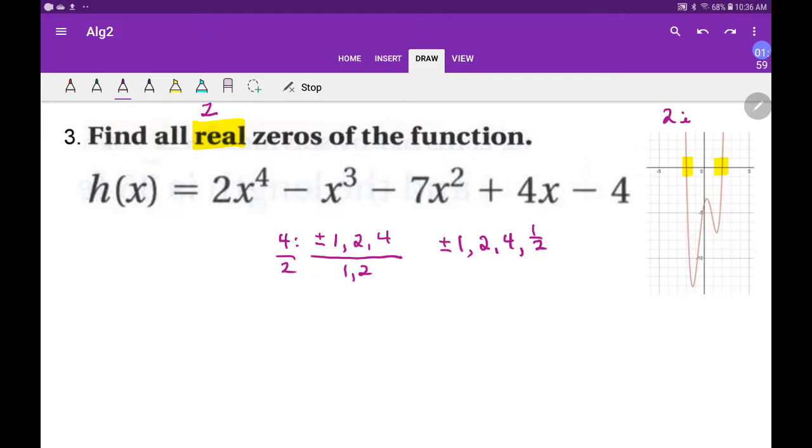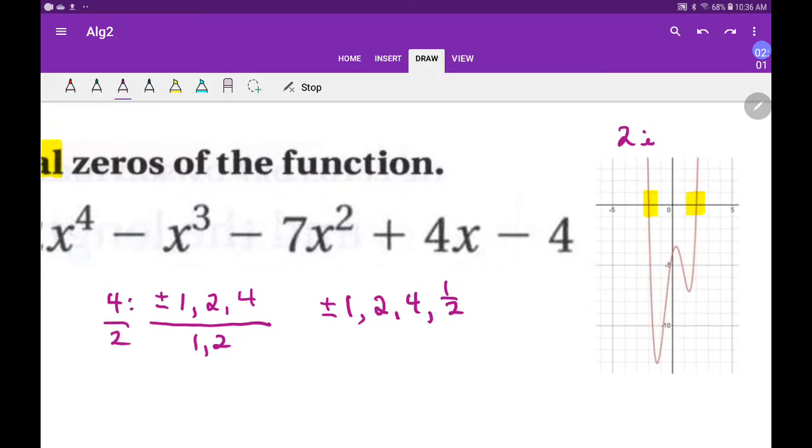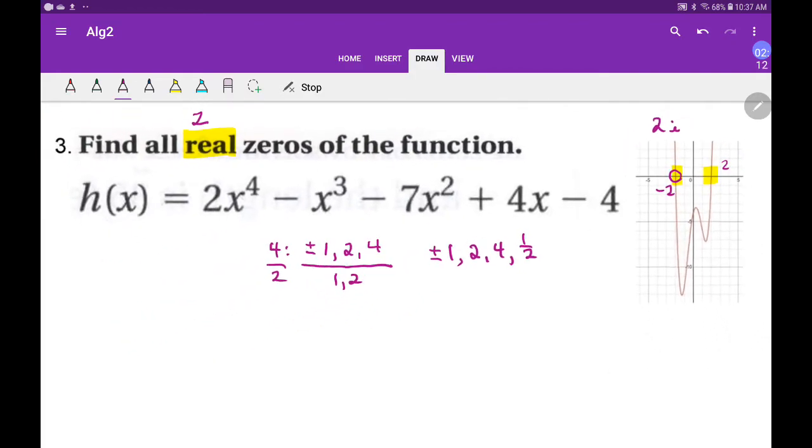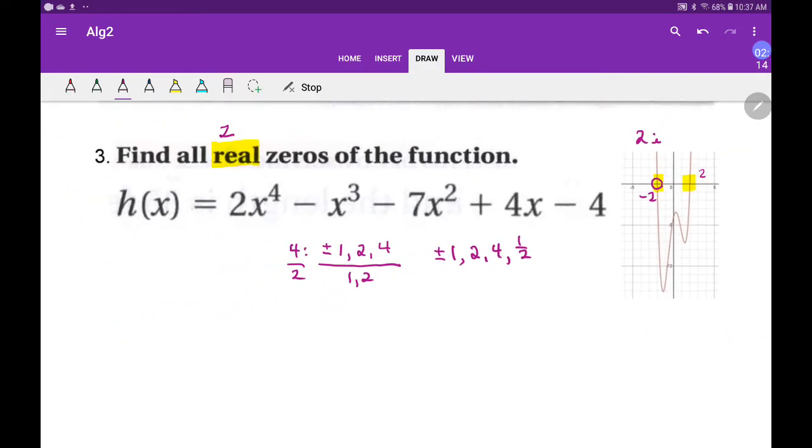Alright, so now I look a little closer at my picture here, and I say, looks like negative 2 to me. And it looks like positive 2 to me. So I should try those out, okay? I'm going to need them both, because I have x to the 4th. I got to whittle it down.